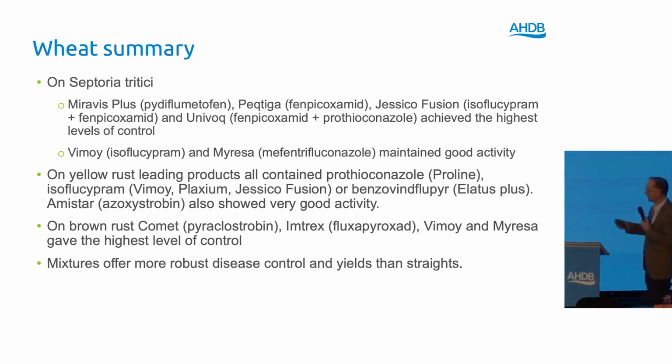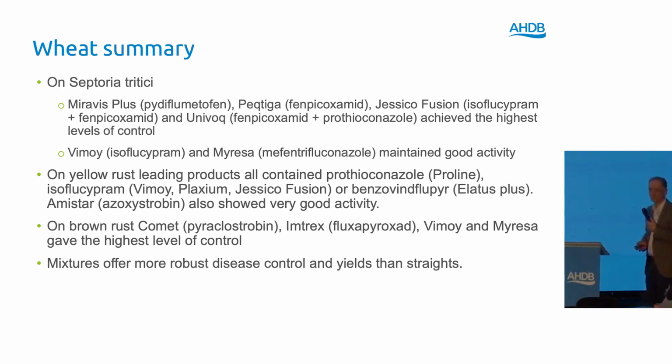So just to summarize the efficacy information on wheat, going back to the slides I shared earlier, on septoria, clearly Miravis Plus and Pectiga were very, very active. And actually, Jessico Fusion, in combination with fenpicoxamid and isoflucipram, and Univoc, both containing fenpicoxamid, also very, very good on septoria. Vimoy and Myrisa also giving us useful activity, good activity there as well. On yellow rust, it was really products containing either prothioconazole, isoflucipram, or benzodiazepine. So that's the prolines, Vimoys, Maxims, Latus Pluses, Abyssal, Jessico Fusion.